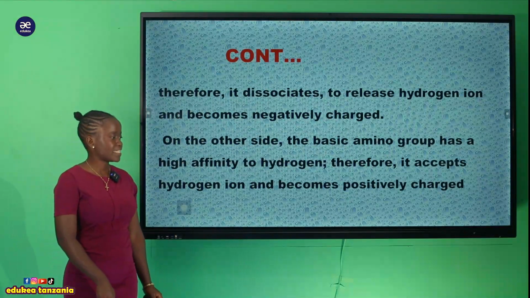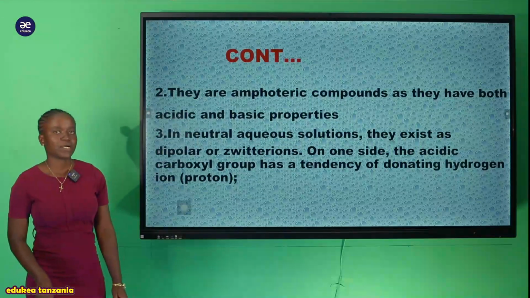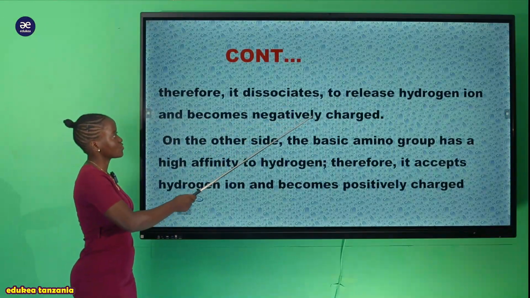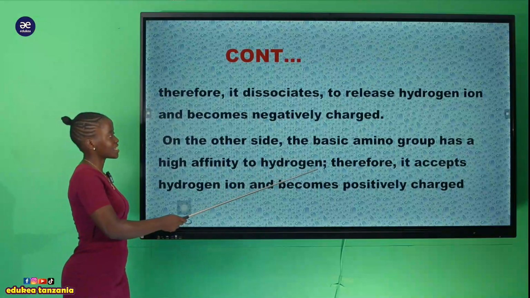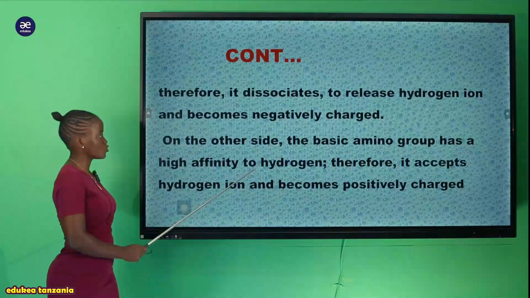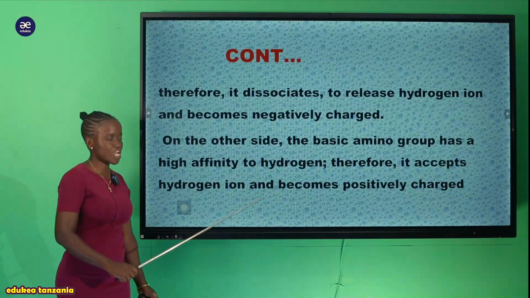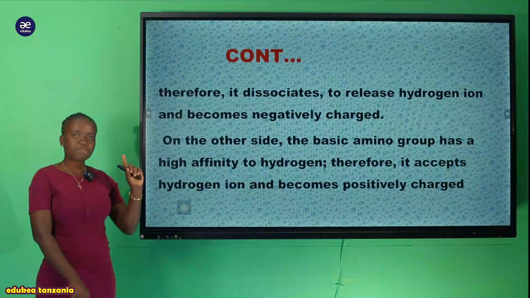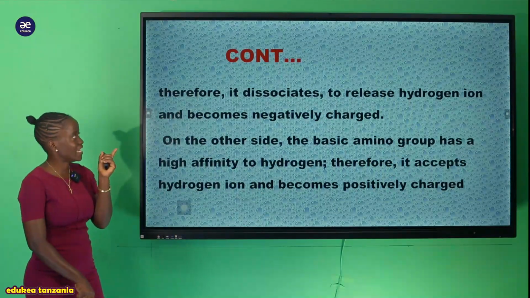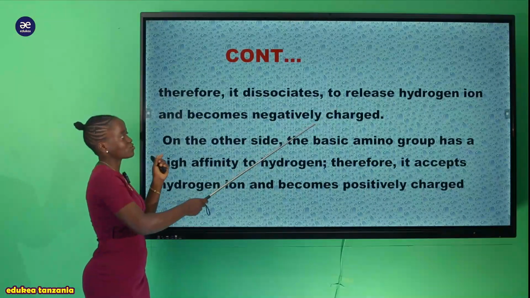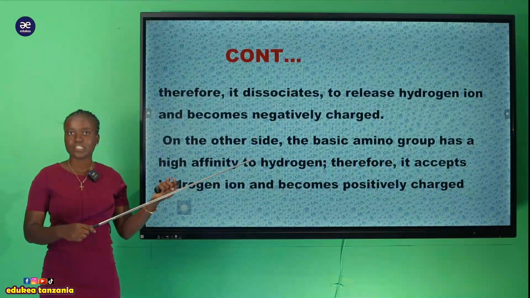We have another property of protein. So let's explain about this zwitter nature of protein. So now you can see, therefore, it dissociates to release hydrogen ion and become negatively charged. So on the other side, the basic amino group has high affinity to hydrogen, therefore it accepts hydrogen ion and becomes positively charged. So the zwitter ions, which are found in proteins, tend to have one loosely held hydrogen atom. So hapa tunasema kwamba ile hydrogen atom tend to be released, itatolewa kwenye ile structure ya proteins. Ikishatolewa, ile compound nzima itakuwa negatively charged.